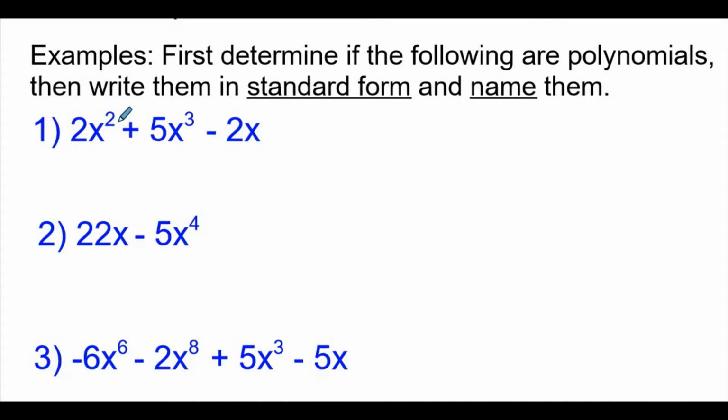So each of these exponents are whole numbers, right? These are whole numbers, so this is a yes. This one, whole numbers, even though there's a 1 there, it's still a whole number, so this is a yes. And this one also, all of these are whole numbers, so it is a yes.